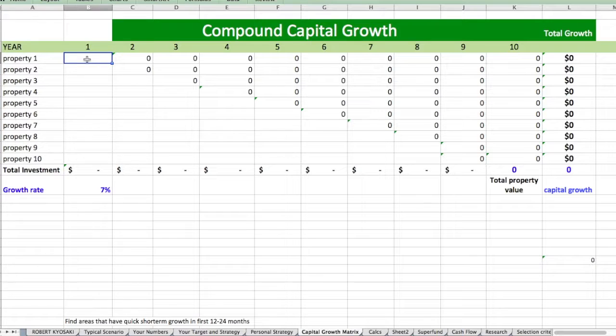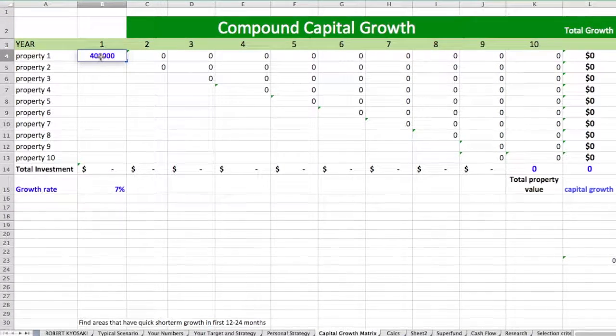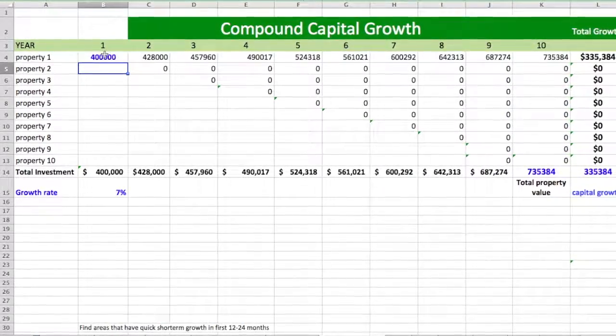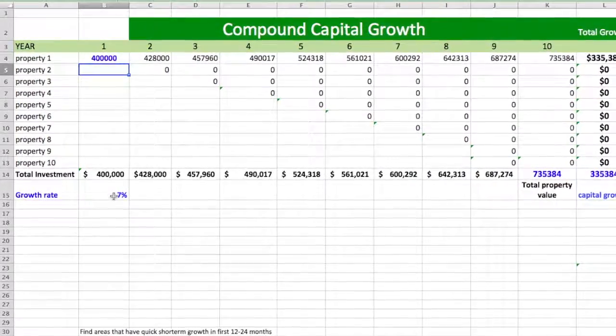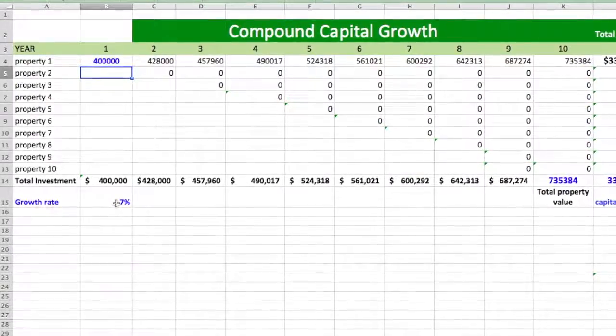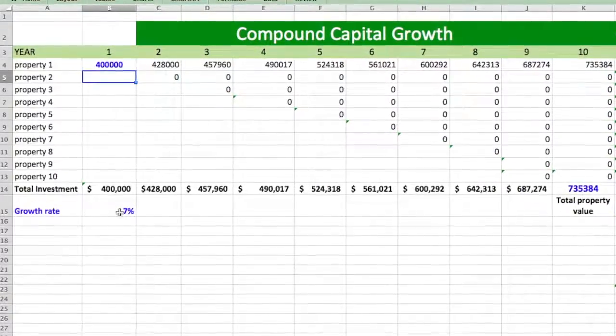So year one, we're going to pay $400,000 for a property. Investment properties, you want to have low prices so the interest matches the rental payments. And I'm assuming here a capital growth rate of 7%. That is the actual for Australia, just for average properties across the board. That is the historical growth rate.